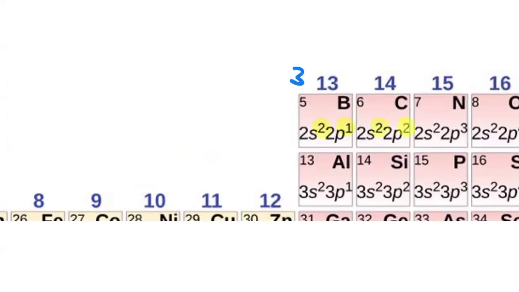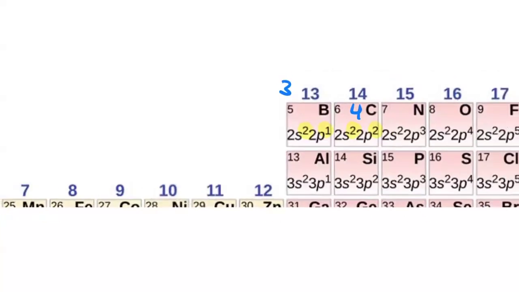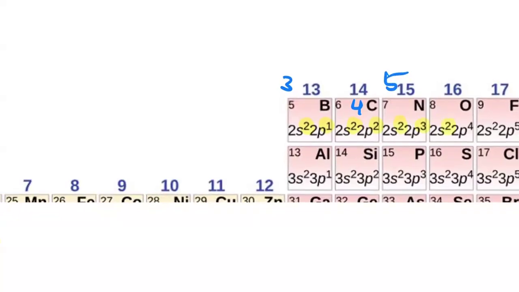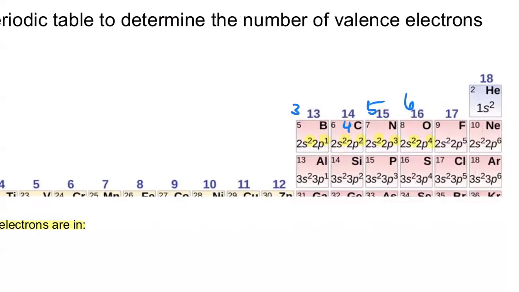Carbon has 2 plus 2, 4. Nitrogen has 2 plus 3, 5. You get the point, but do you also notice a trend? So 2 plus 4 is 6, 2 plus 5 would give me 7, and 2 plus 6 gives me 8.